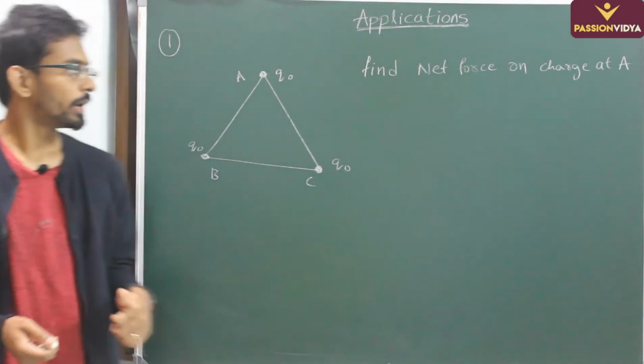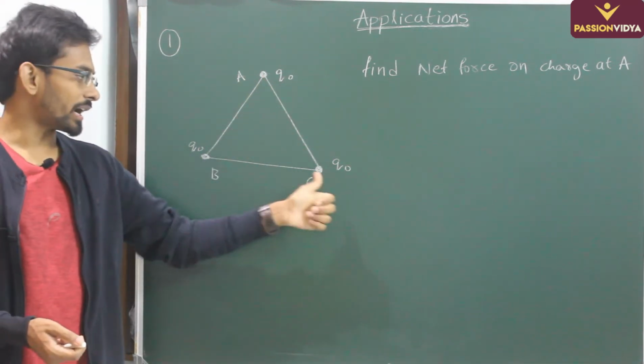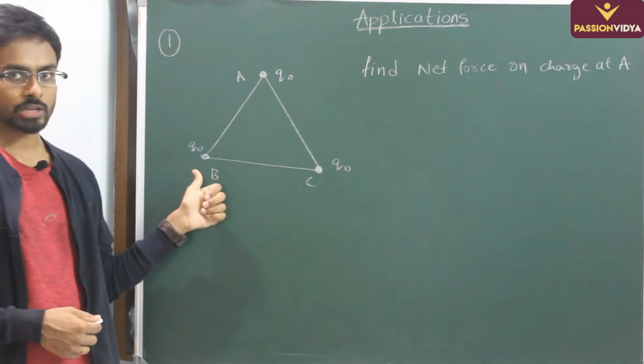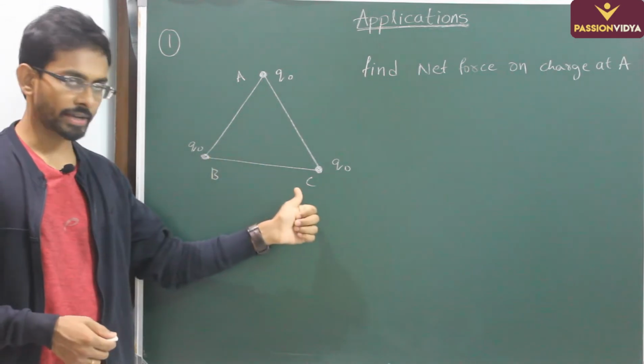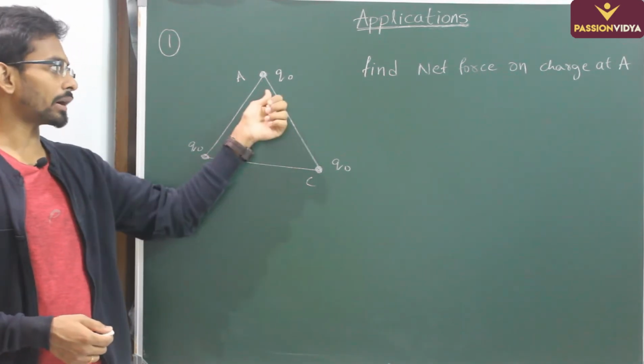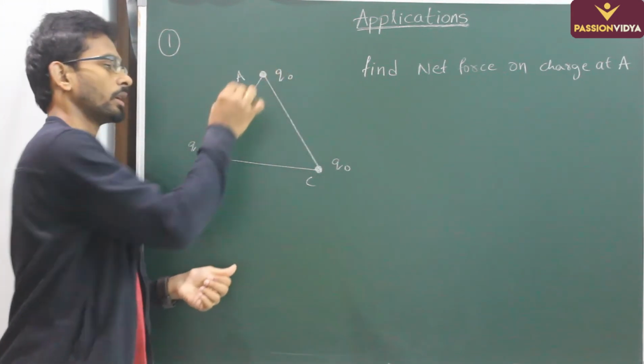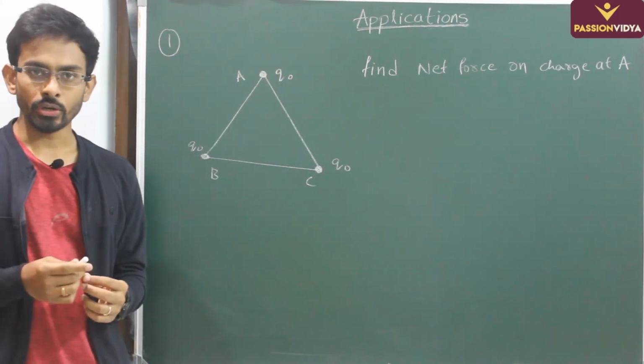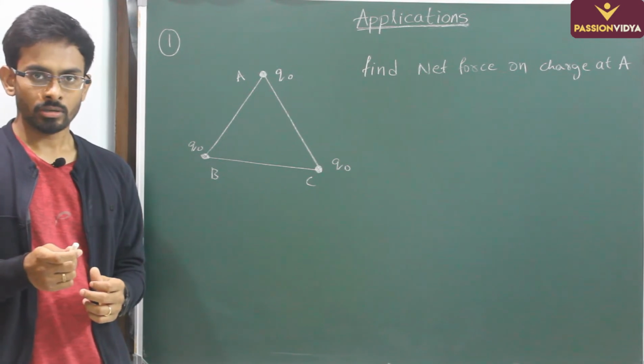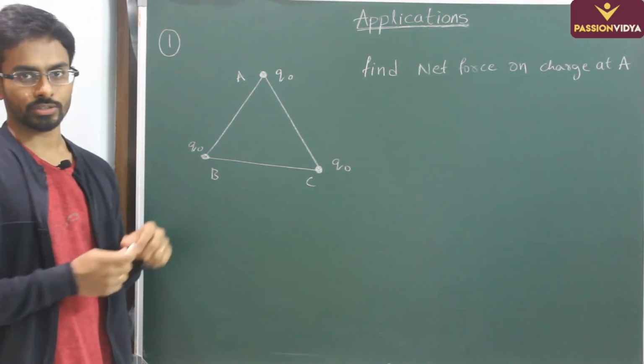So the first one: three identical charges Q0 each are placed on the vertices of an equilateral triangle. Then find the net electrostatic force on the charge placed at A. So guys, pause the video and try the question, and then you can look at the solution.